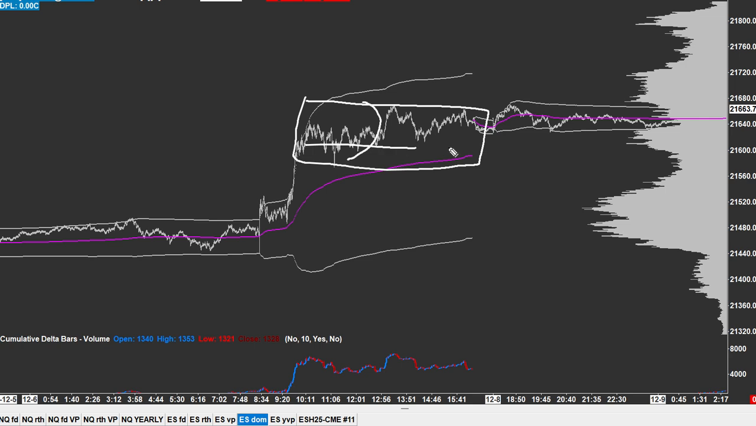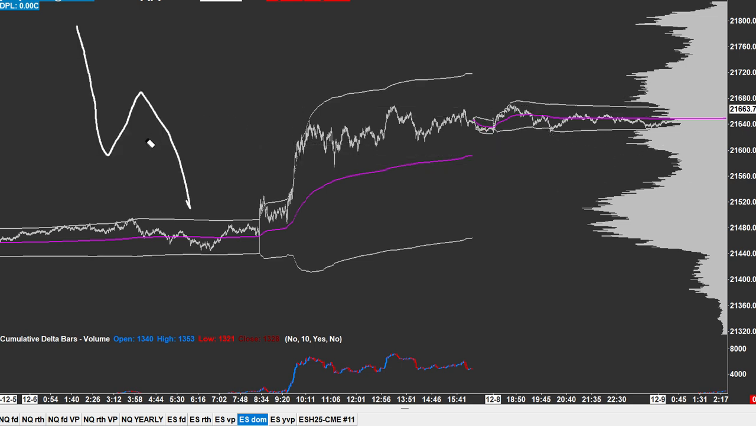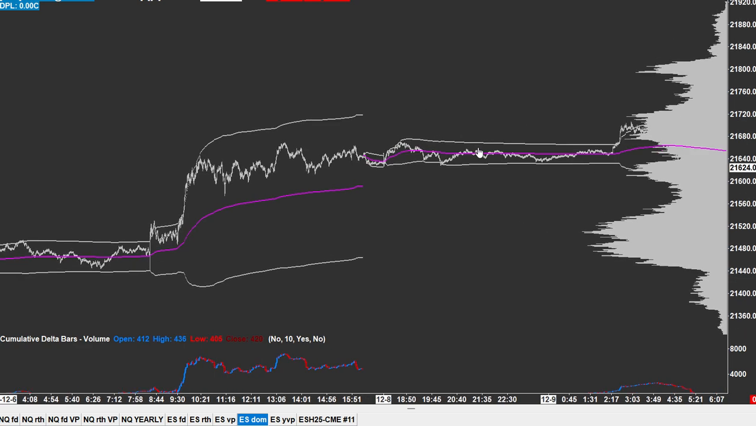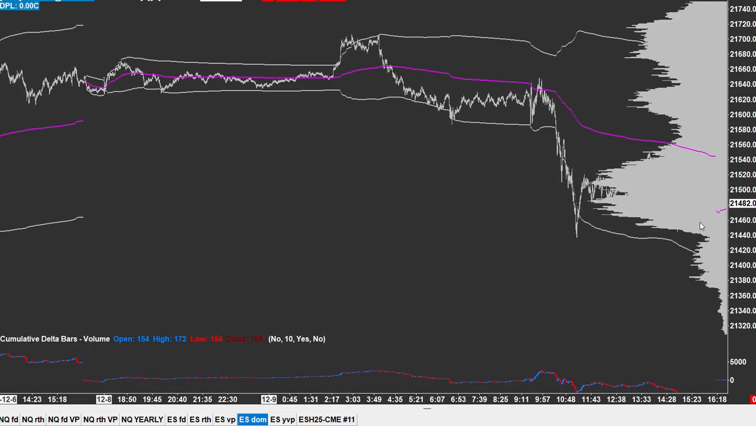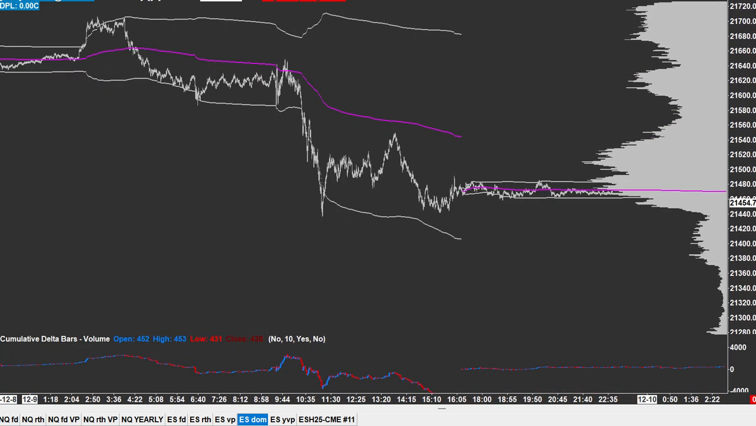I can guarantee you there's a shelf right here, and this gave you an opportunity right here, but we're in value. I wouldn't. This is also the 1 minute. That's why it looks so bad. But yeah, there's nothing else to really go over.